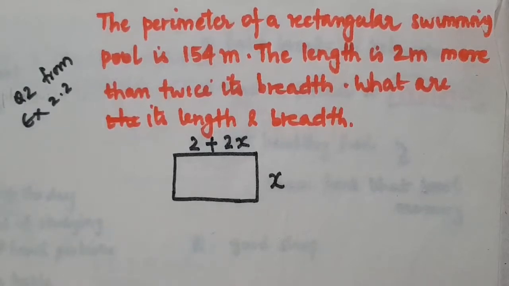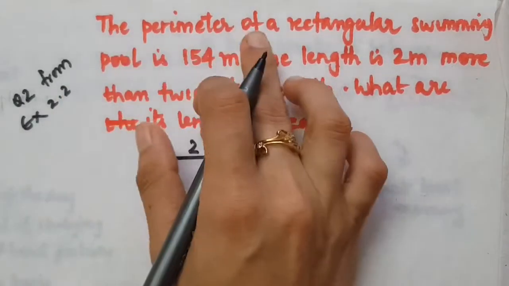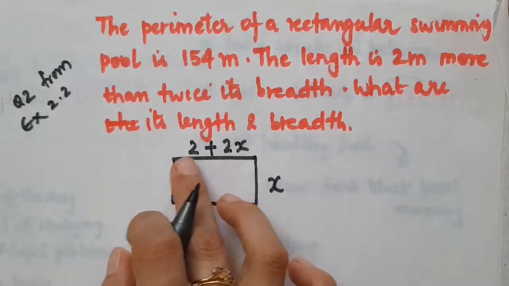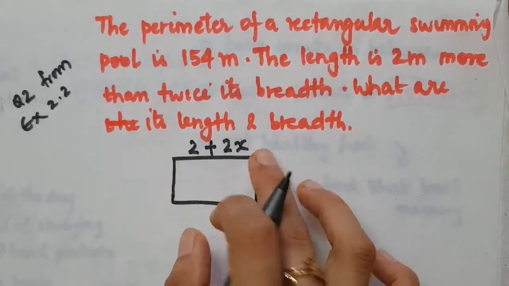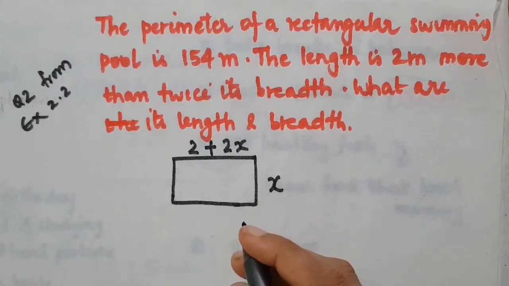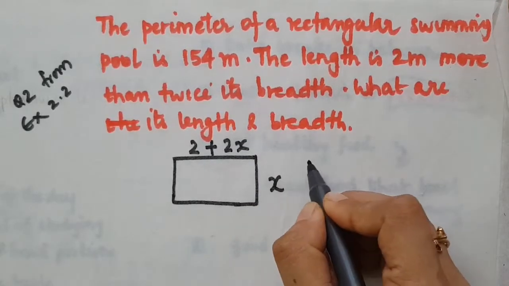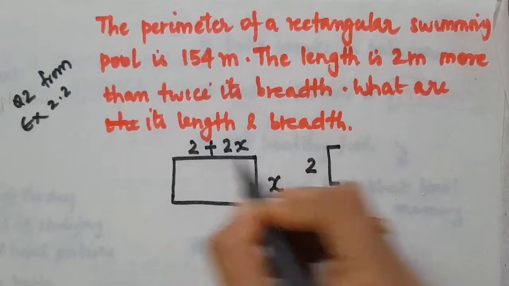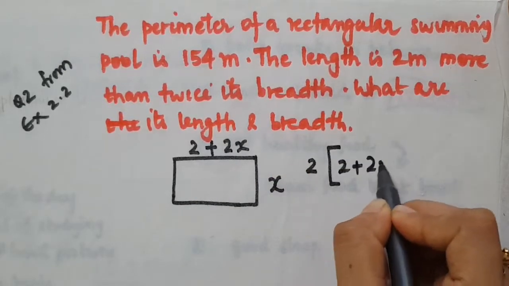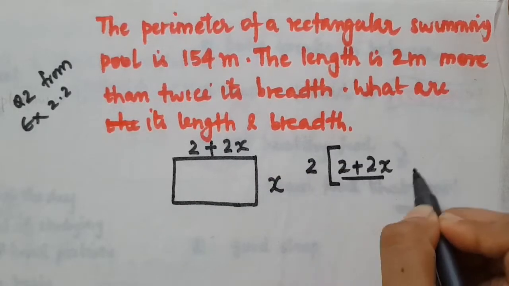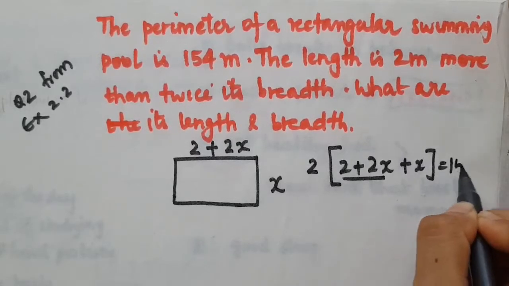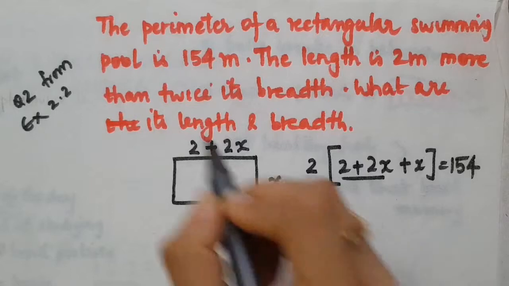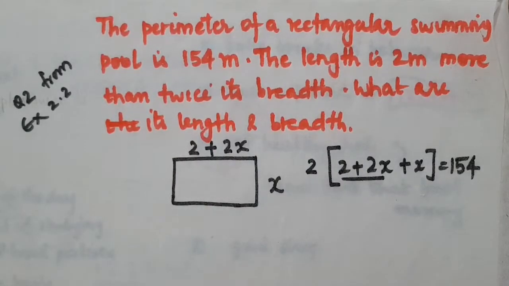Now moving on to solving this question, the perimeter. So what is the perimeter? Perimeter is the sum of all four sides of the rectangle. So we can write this equation as 2 times (2 plus 2x plus x), that is, 2 times (length plus breadth), is equal to 154. It's given in the question, 154 meters.